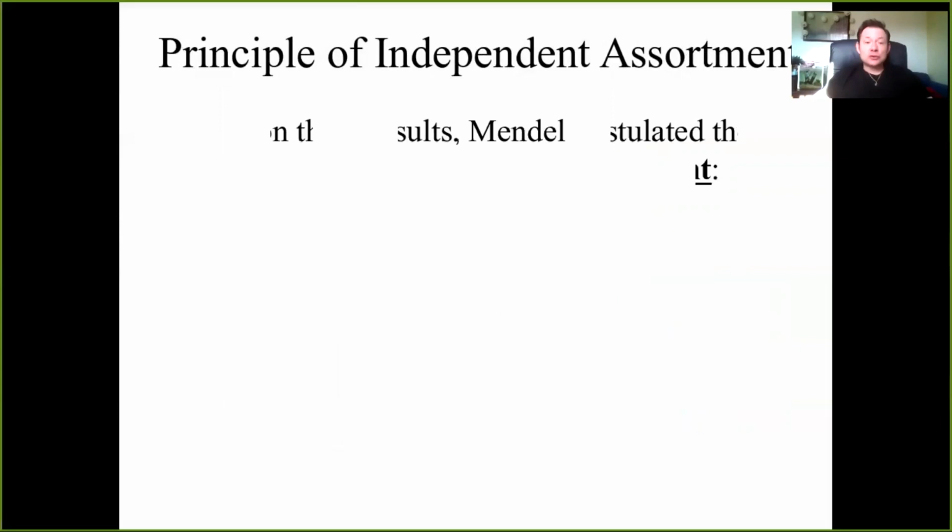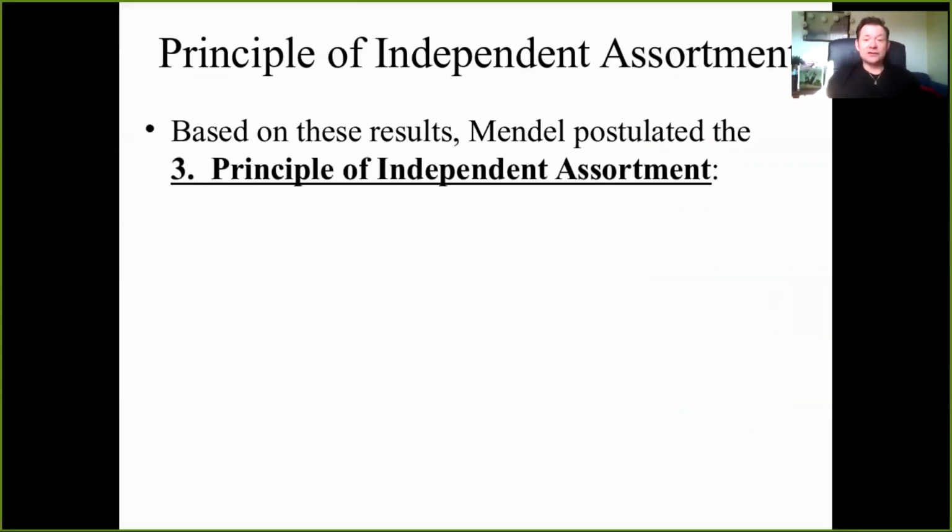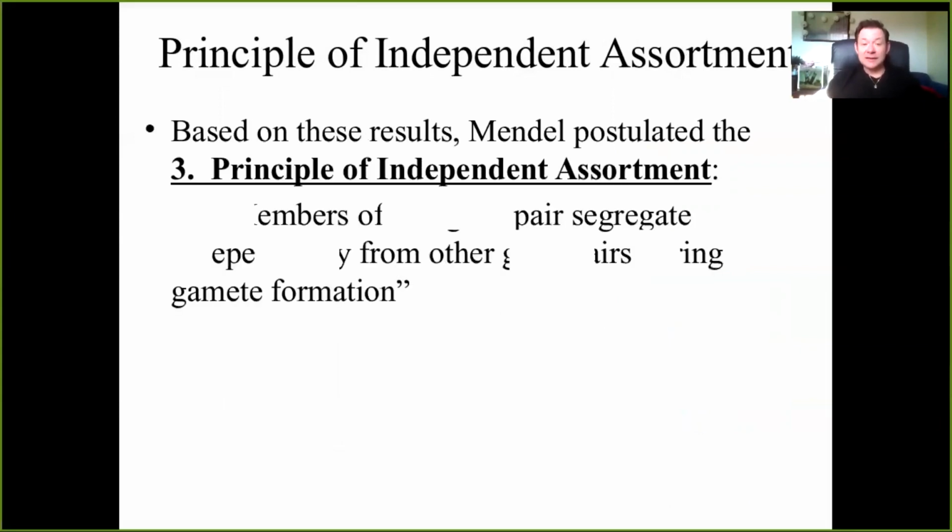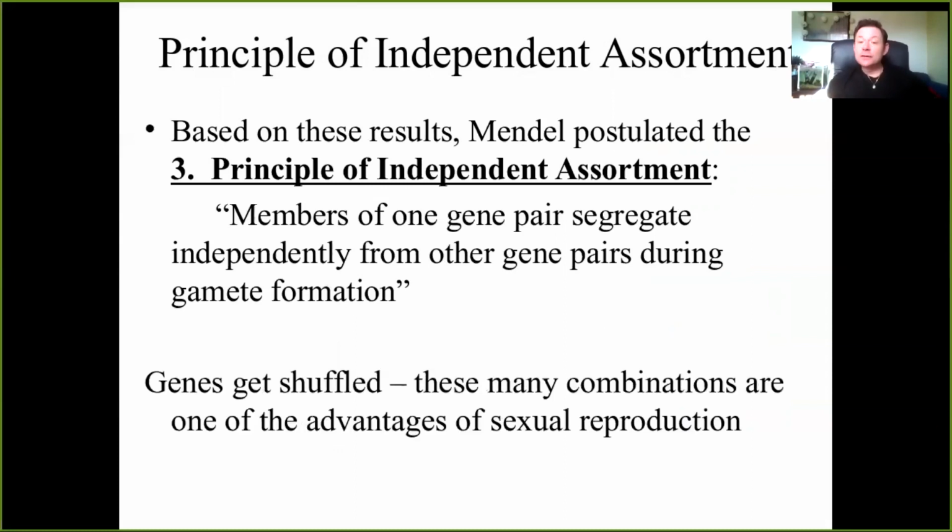Principle of independent assortment. Based on these results, Mendel postulated the principle of independent assortment. Members of one gene pair segregate independently from the other gene pair during gamete formation. Genes get shuffled. These many combinations are one of the advantages of sexual reproduction. Our offspring are different from the parents, and as a result, either cope better or worse with the particular environment that they find themselves in, which therefore can stimulate the evolutionary process.